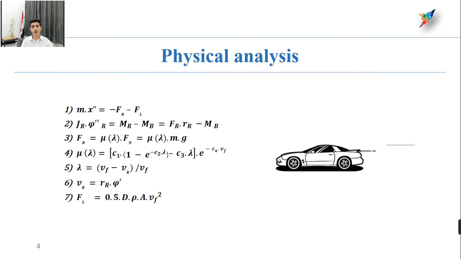Where Fr is the friction force on the wheel, Fl air resistance force. It is usually neglected in the other studies, but it will be used in the current study for accuracy in calculation. Gr moment of inertia of the wheel, Mr friction torque on the wheel, Mb braking torque, mu coefficient of friction, lambda slip ratio, Fn normal force, C1, C2, C3 and C4 constants related to road roughness, Vf linear velocity of the car, Vr linear velocity of the wheel, D drag coefficient, ρ density of the air, and A cross-sectional area.